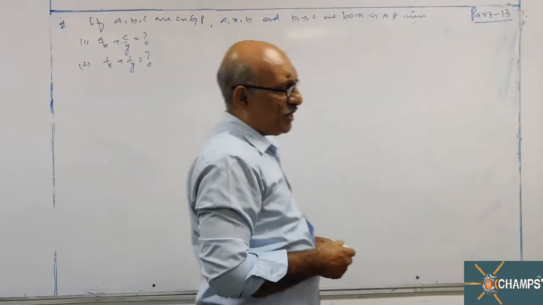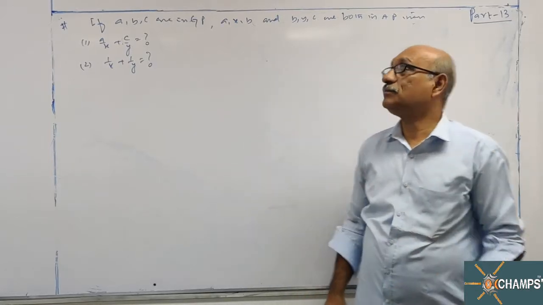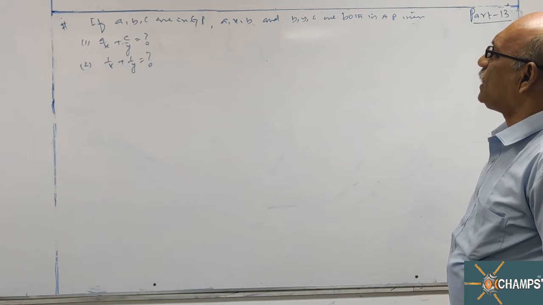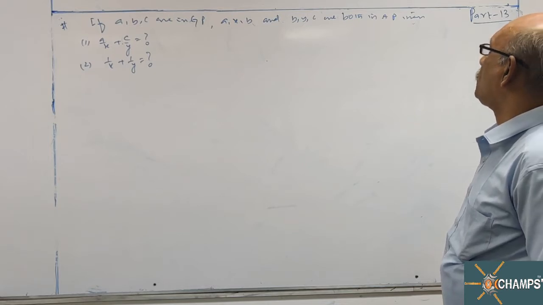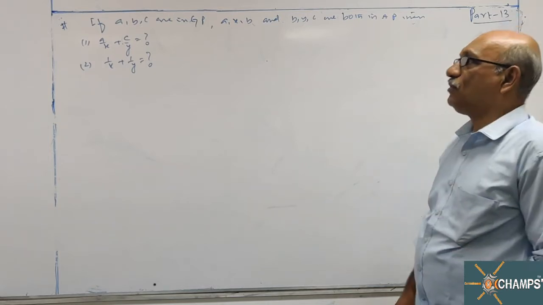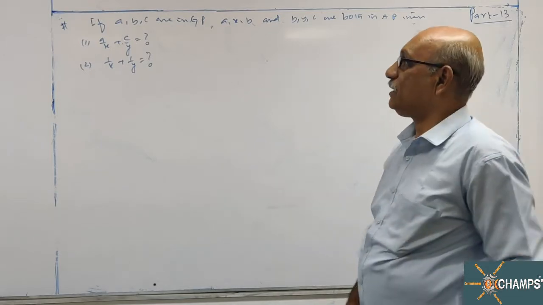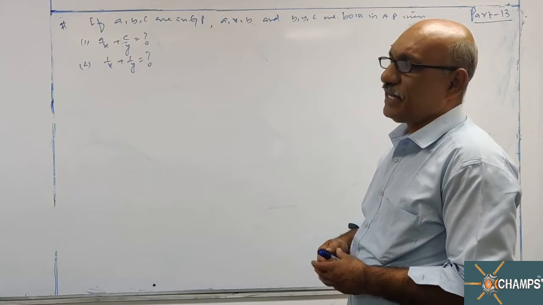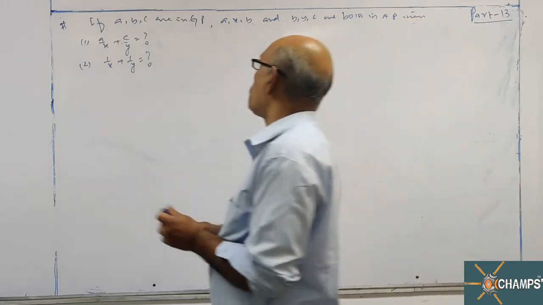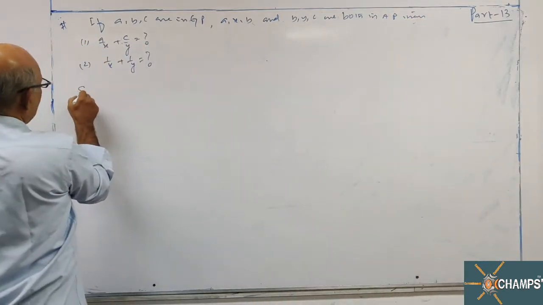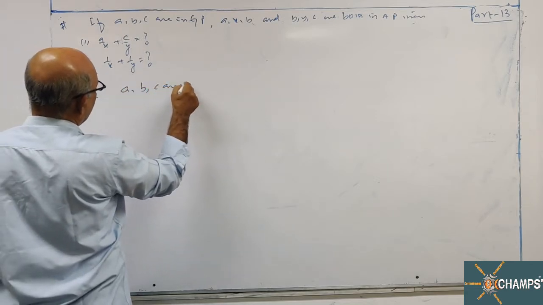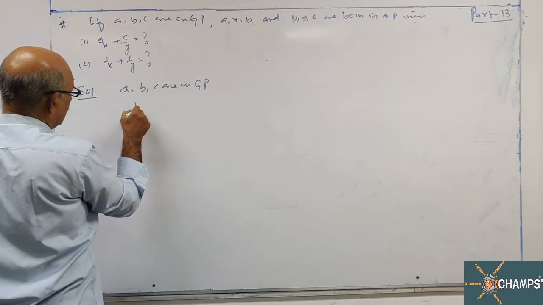A, B, C are in geometric progression. A, X, B and B, Y, C are both in arithmetic progression. Then these two values we have to calculate. A by X plus C by Y is question mark. 1 by X plus 1 by Y is question mark. See the solution.